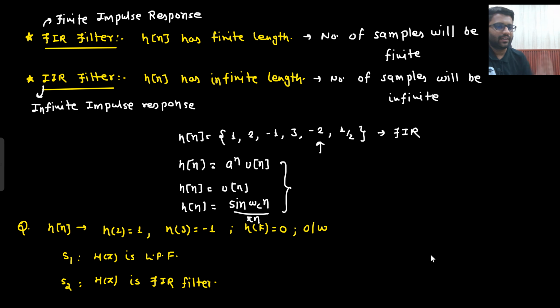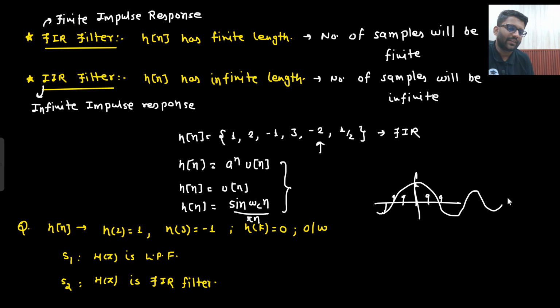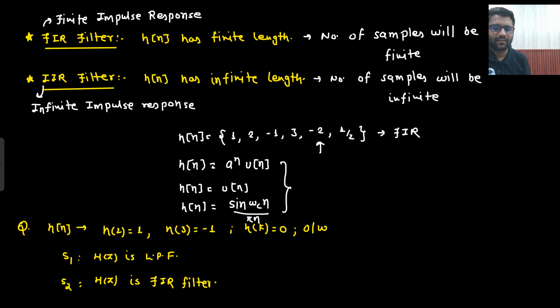Same goes for u(n) as well. 1, 1, 1, 1, 1, 1. It will be repeated for infinity times. And sin(ωc n)/πn, this kind of graph you will be getting, decreasing, and then basically this kind of graph. It is continuous that I am making, but if you sample it, then this kind of graph you will be getting. So here also infinite samples are there. So all these are IIR. Okay, so if you see these names, you should not be getting confused: Sir, what is IIR? What is FIR? So this is the meaning of IIR and FIR.